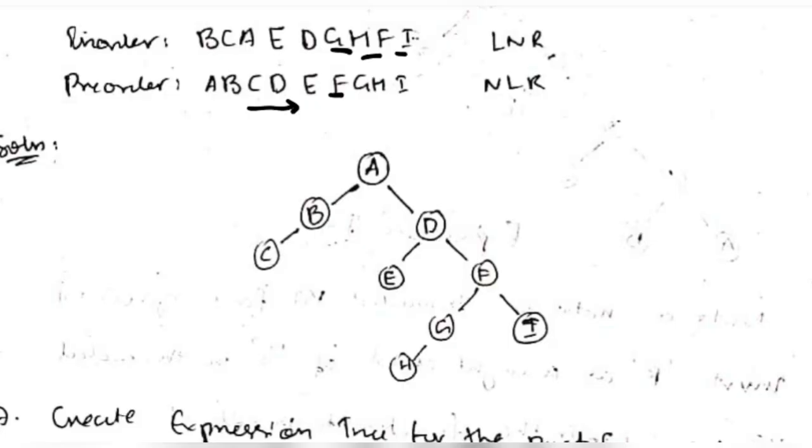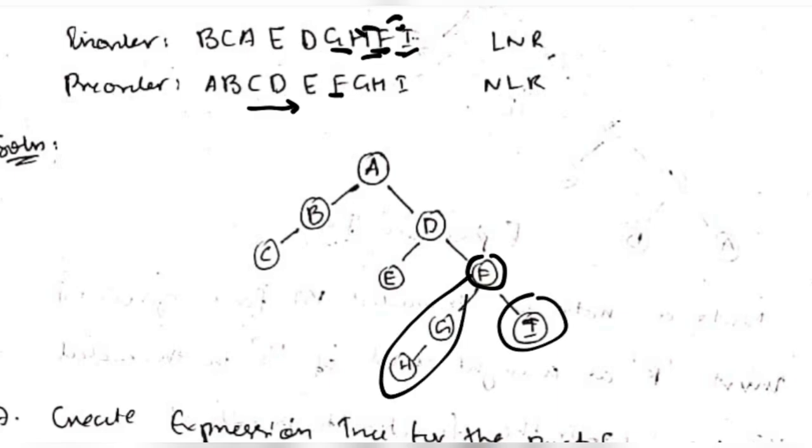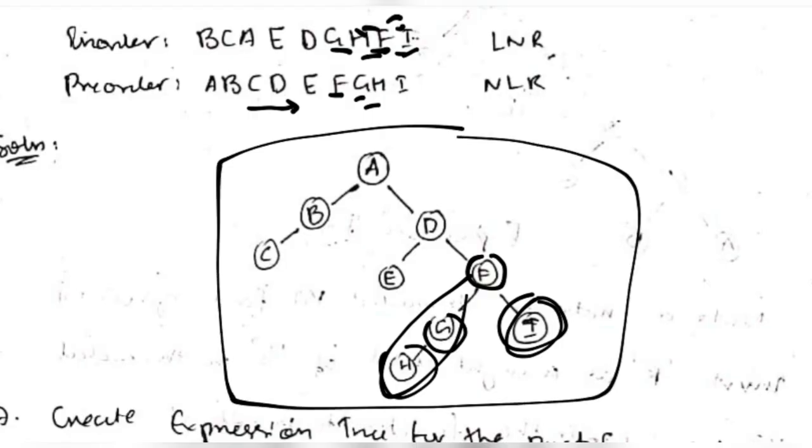After E, F is coming first, so F will be here, and we'll see in order where F is. F is here, so in the right part of F, I is there, and the left part of F, H is there. So in the left part of H, G and H will be made, and I will be made here. Okay, then we will see which is coming first after F. G. G will be here, then H, and I is already present here. So this is the binary search tree.